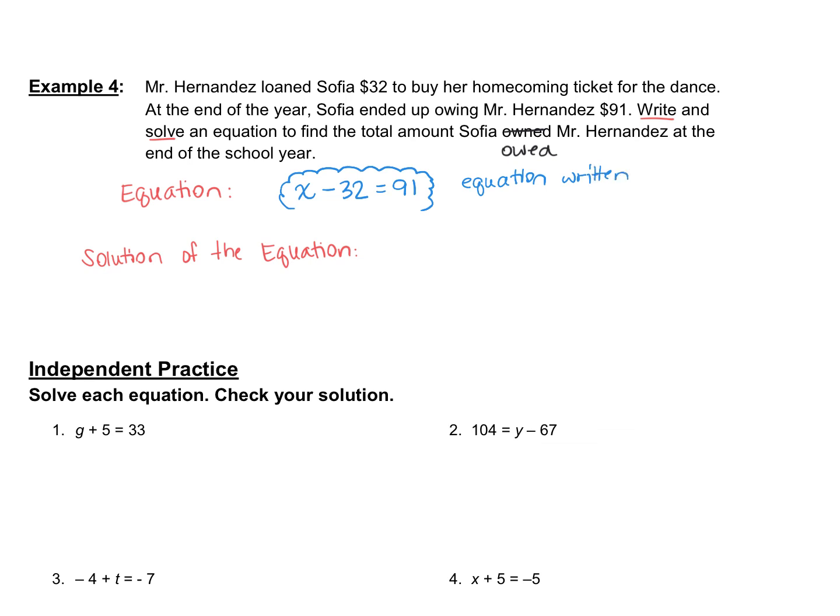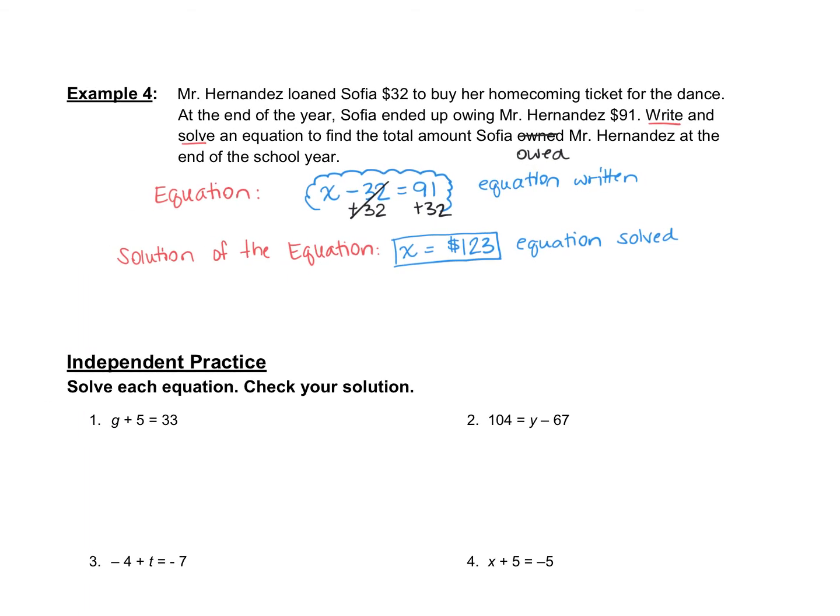So this is the equation written as per what the problem is asking us, but it also wants us to solve the equation. And the way we would solve this is to do the inverse of subtracting 32, and we would add 32. Inverses cancel each other out. We have that x is equal to 123. Remember, dollar signs are written before. So this is actually our equation solved. This is the end result of what Sophia will owe Mr.